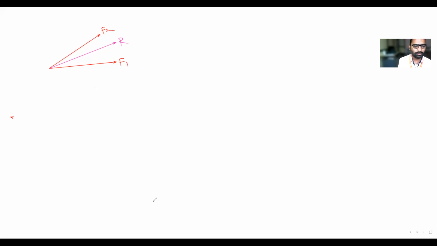Now I will draw the x-axis and y-axis. This is the y-axis, vertically upward direction, and this is the x-axis. The resultant R is making an angle theta with respect to the x-axis. Now I will draw a perpendicular.